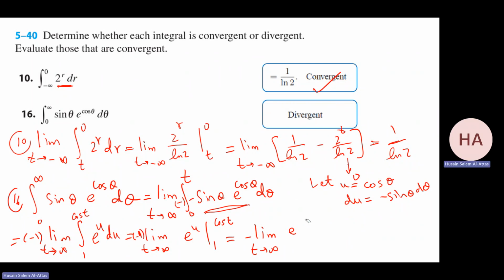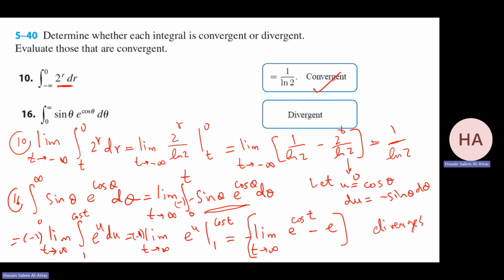So e to the power cosine t, what is this as t goes to infinity? That will diverge.